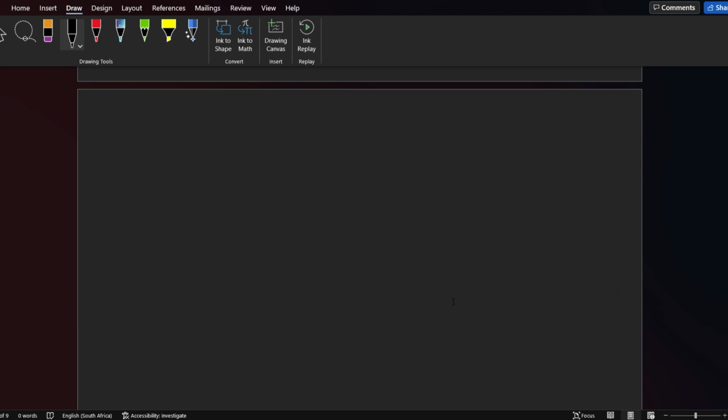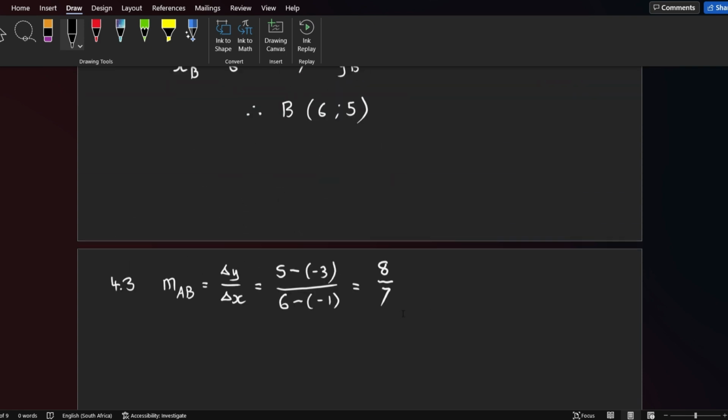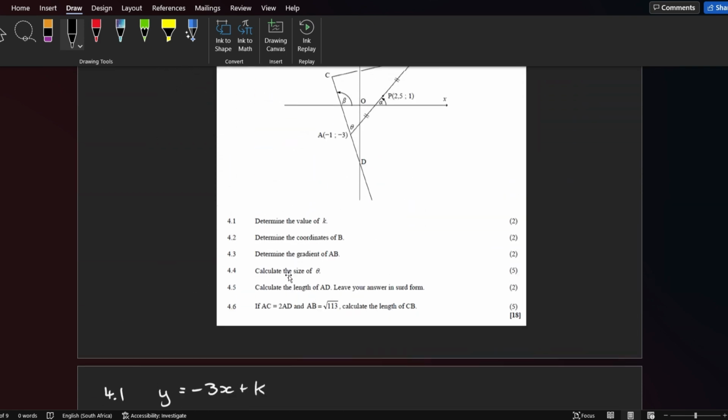So 4.3, they want the gradient of line AB. And we know that the formula for gradient is the difference in y over the difference in x, and our y values, that's the y value of B minus the y value of A, and we have the x value of B minus the x value of A, and that leaves us with a gradient of 8 over 7. So that will be the gradient for the line AB.